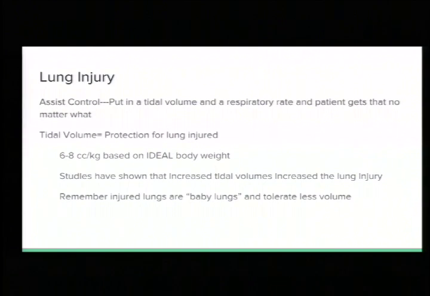Their lungs don't get bigger because they get fat or because they're Michelin men with retained fluid and third spacing. Lung size doesn't change, so you have to go on ideal body weight, not on their actual weight. And ARDSNet studies have shown that if you increase their tidal volumes too much, you increase their lung injury. So if you think about it, all these lung-injured patients have, quote, baby lungs. They tolerate less volume.